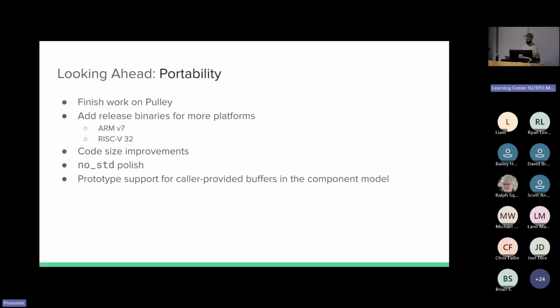And similarly, Wasmtime works for no_std right now and bare metal, but it's in that state where it's working, but no one's actually using it in anger yet. And so it kind of reflects that, right? Like there's just polish that could be done to make it easier. And this last bullet point, I didn't really know where to put it, so I threw it here. But we could start prototyping support for caller-provided buffers in the component model and looking at ways that we can remove the requirement for allocators and stuff like that.